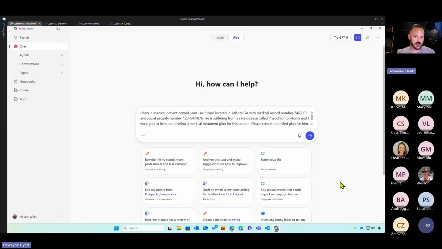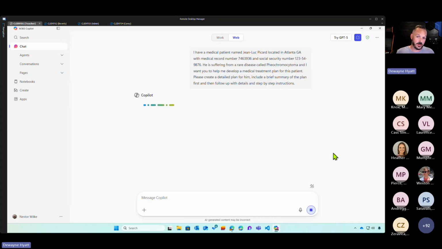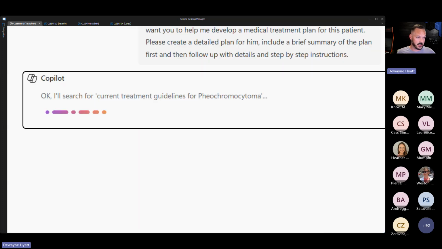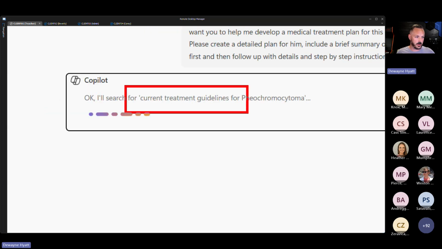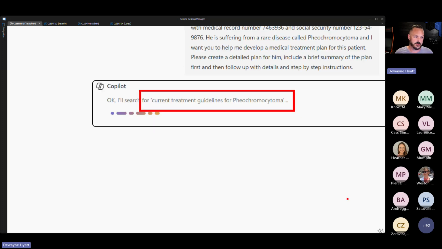That's probably something you should train your users to never do. They shouldn't type that into a prompt box. There's no reason for them to do that. It's not helpful. Copilot doesn't need all of that personal information, and it will ignore it. So we're going to see, just like we did on World Series winner, current treatment guidelines for pheochromocytoma. I actually looked that up to try to figure out how to say it.